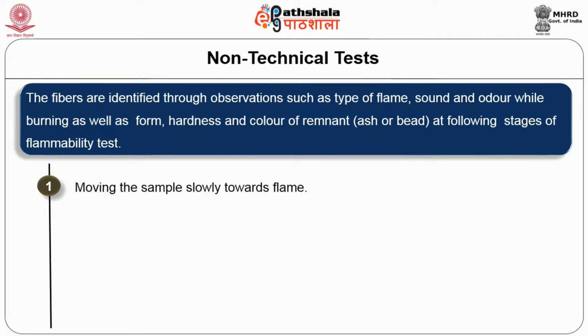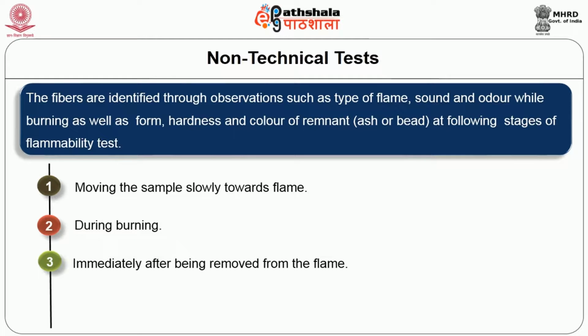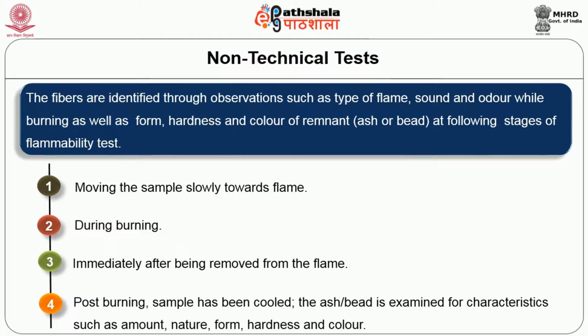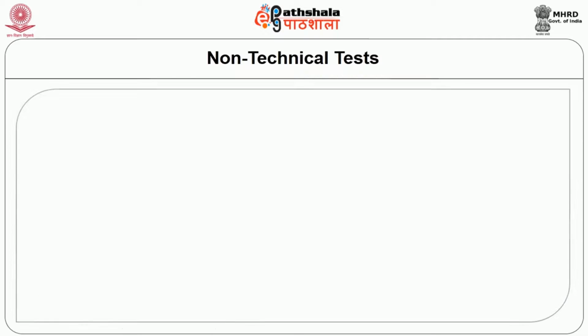The flammability test has the following stages. The first stage is while moving the sample slowly towards the flame. The second stage is during burning. The third stage is immediately after being removed from the flame. The fourth stage is post burning: the sample has been cooled, and the ash or bead is examined for characteristics such as amount of ash, nature, form, hardness and color of the same.